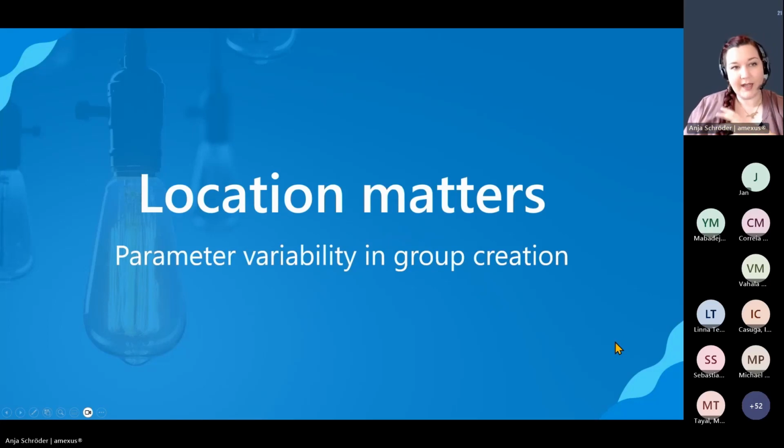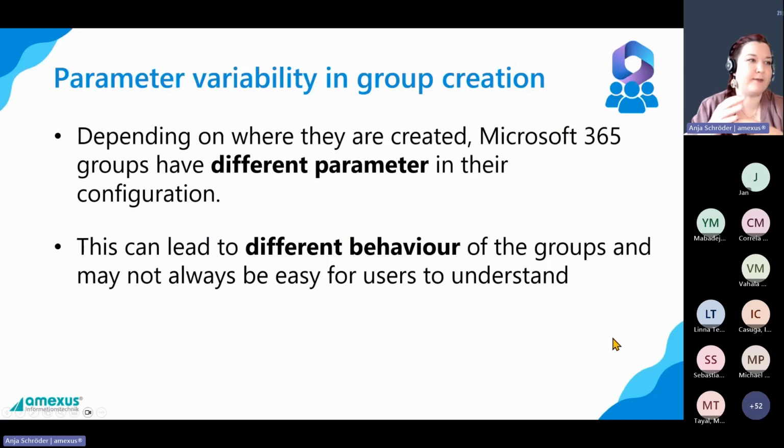Okay. And a thing I found out in the last months is it matters where you create your groups, because there are some differences, especially when you show the parameter variability in the cmdlet. So if you create a group in SharePoint, it will be different from a group built in Outlook and different from a group built in Power Automate.